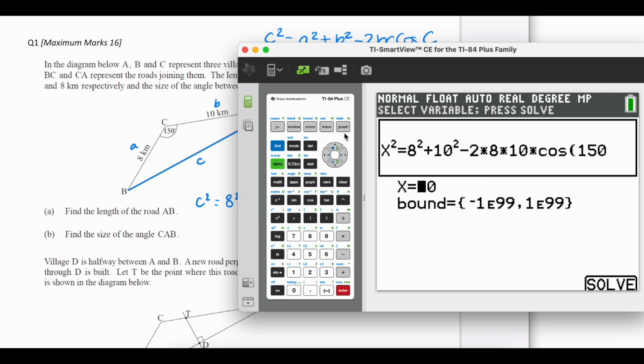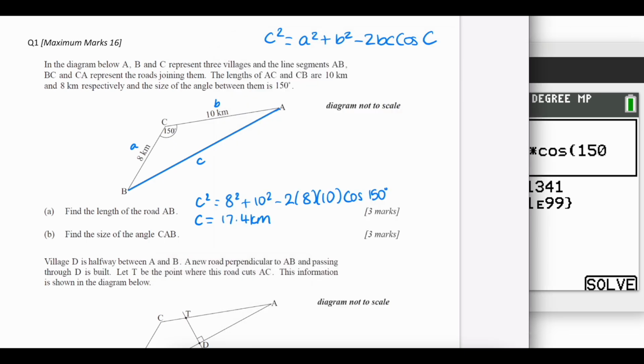Okay, and then I'm going to press solve, and it's 17.394. So to 3 significant figures, that would be 17.4 kilometers. And don't forget your units. It says find the length of the road, so it's asking for it in real life, so we need to have our units there as well.